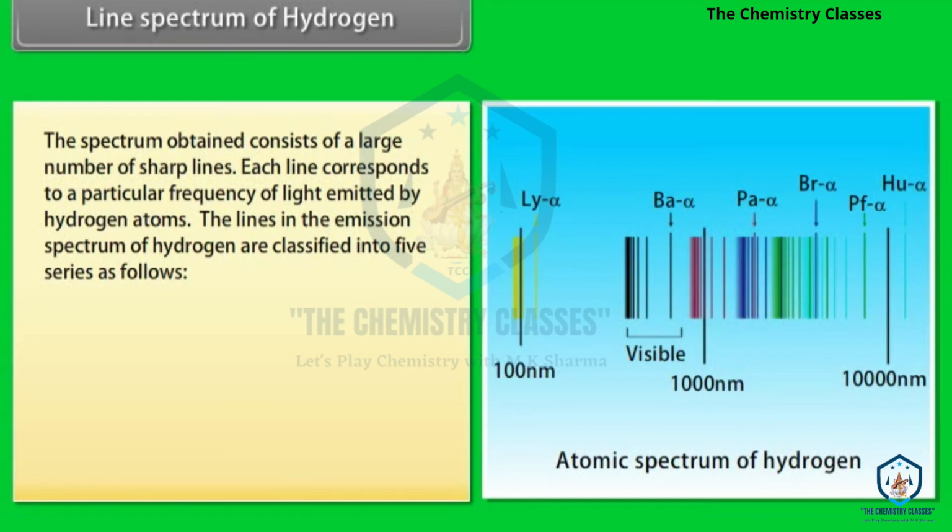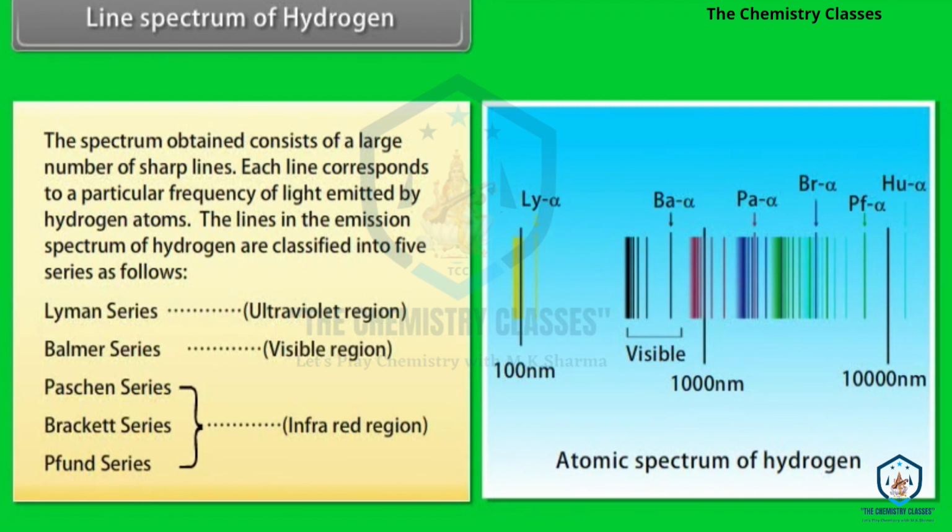The lines in the emission spectrum of hydrogen are classified into 5 series as follows. Lyman series. It is in the ultraviolet region. Balmer series. It is in the visible region. Paschen series, Brackett series and Pfund series. These are in the infrared region.